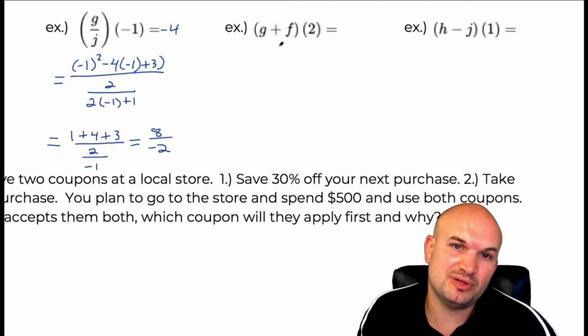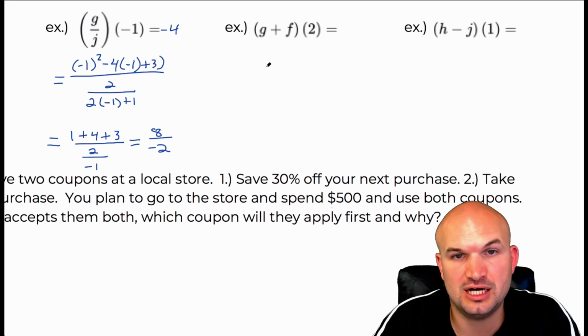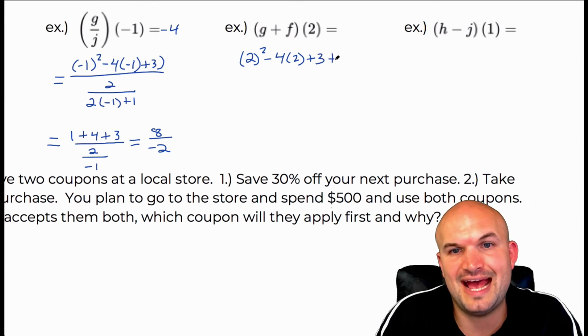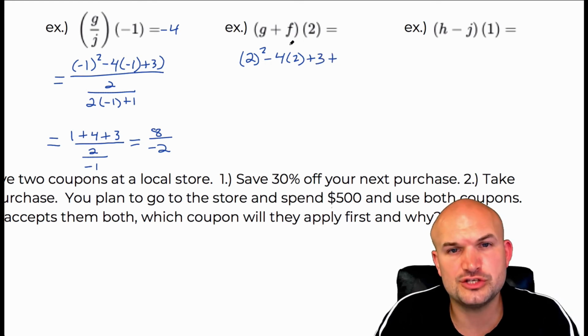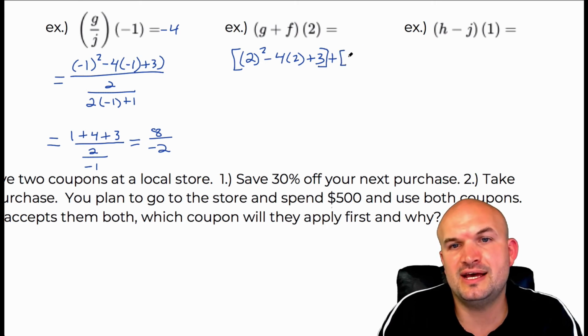So now let's do g plus f of 2. So now I'm adding my g of x function plus my f of x function. So g is going to be 2 squared minus 4 times 2 plus 3. And then add that to my f of x function, which I'll put in brackets. You could use parentheses, but I'll use brackets. And then putting 2 in for the f of x function, which would be 2 minus 3.